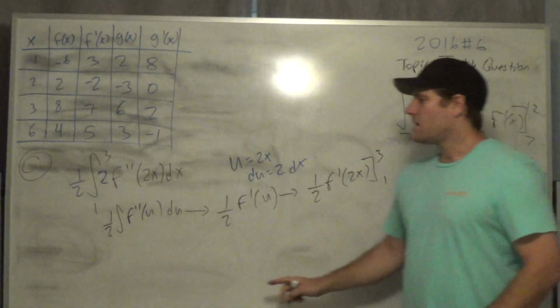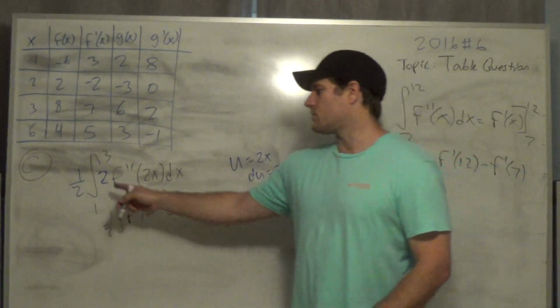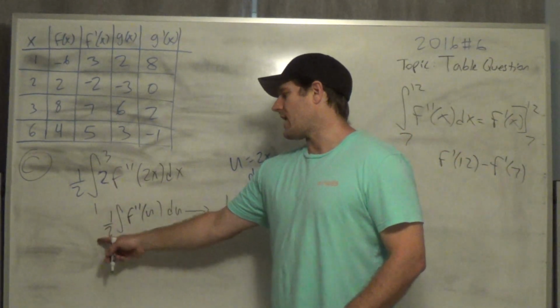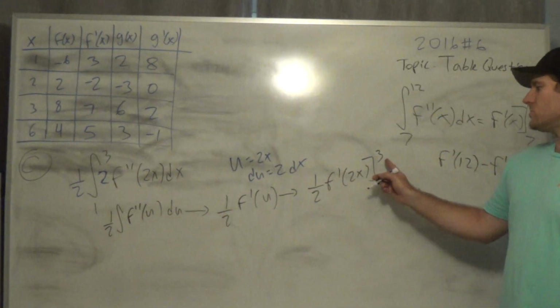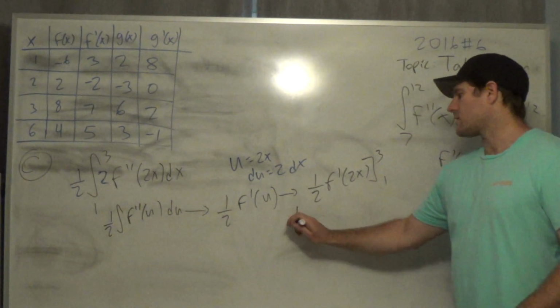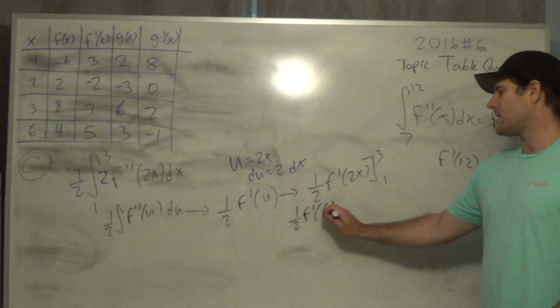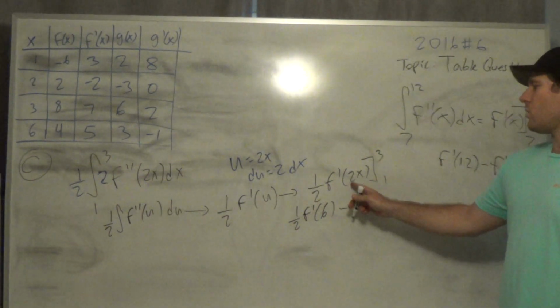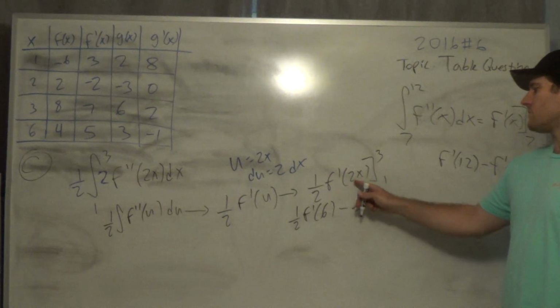Okay, so again, we said that was the u. When that's the u, the 2 was the du, so we put a 2 offset by a 1/2. So we have a 1/2 here. The antiderivative of f double prime u is f prime u. And we replace the u. So now we just plug in the top and bottom and subtract. So I first start by plugging in the top. I plug in a 3 there, I get f prime 6. Then I plug a 1 in there. Sorry, 2 times 1 is 2.